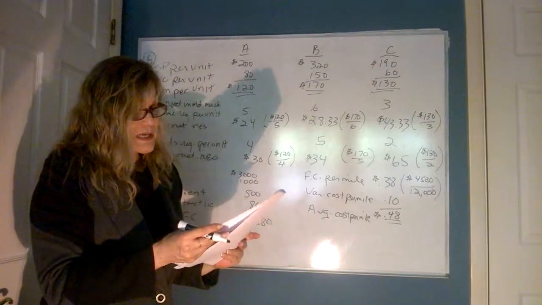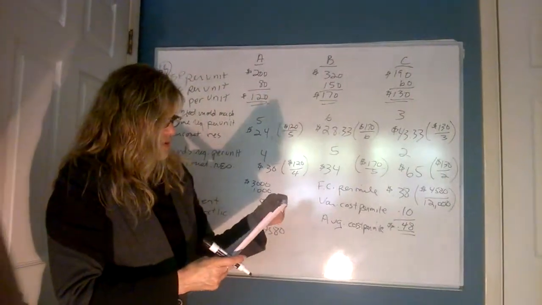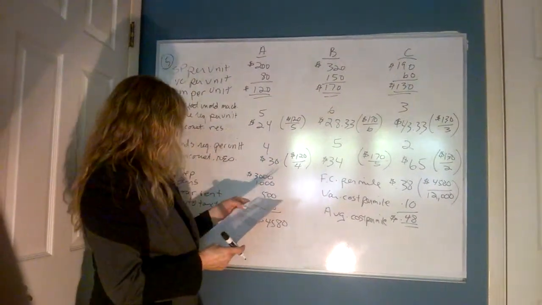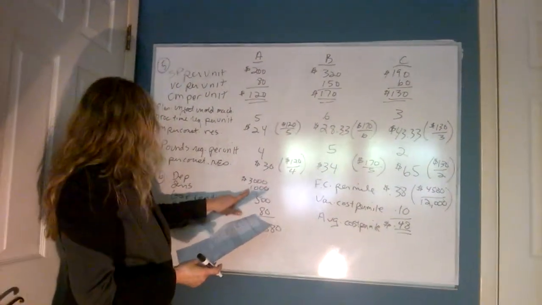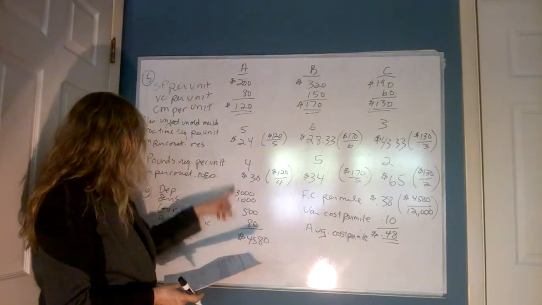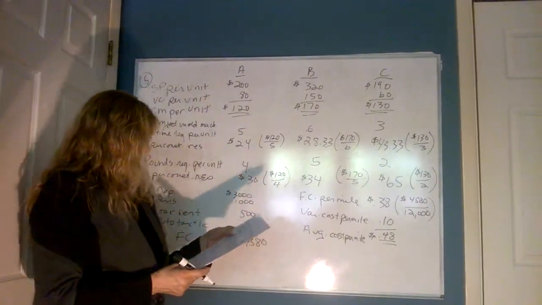Okay, problem 6, our last problem. Bob purchased a used automobile for $12,000 at the beginning of the year and incurred the following operating costs. So I have them all here. Depreciation is $3,000. Insurance is $1,000. Garage rent's $500. Auto tax and license is $80. So if we add them all up, our total fixed cost is $4,580.